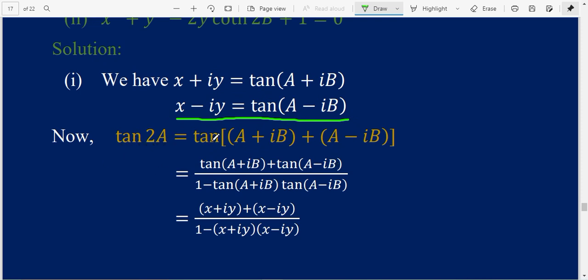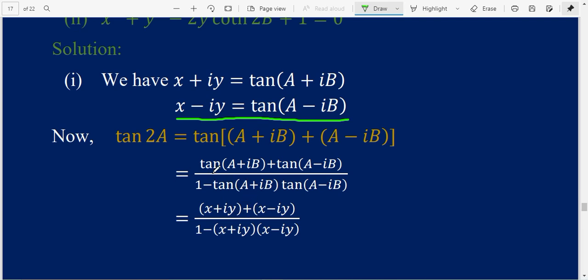2a is equal to tan(a plus ib) plus tan(a minus ib), so the plus and minus ib cancel, giving 2a. Now the formula of tan(alpha plus beta) is equal to tan alpha plus tan beta upon 1 minus tan alpha into tan beta.